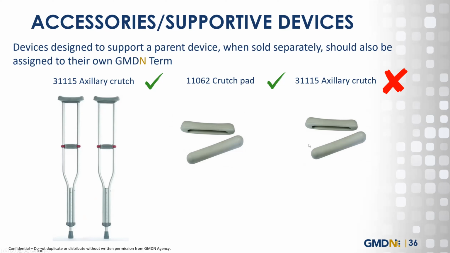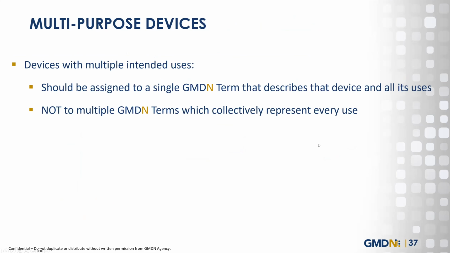Moving on, another source of misassignment is related to multi-purpose devices. These are devices that have multiple intended uses, the same device that has multiple intended uses. And these, again, need to be assigned to a single GMDN term that describes that device and all its uses. It should not be assigned to multiple GMDN terms that represent each one of the intended uses.